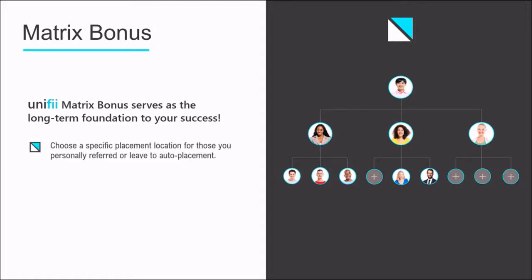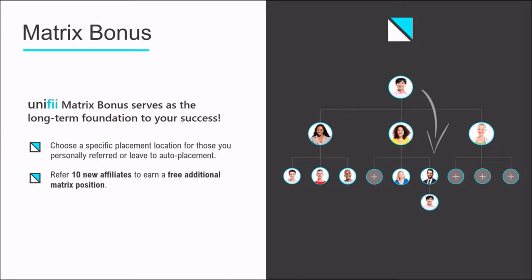So here is the twist. If you would like to place your next personal referral in a different location than the automatic position, you have the ability to do so and place them in any free position within your organization, giving you the flexibility to build specific teams within your matrix. As an incentive for your hard work, for every 10th personal referral you make, Unifii will give you a new pay center absolutely free of charge. What this means is that you truly have an unlimited matrix with multiple pay centers for unlimited income potential.